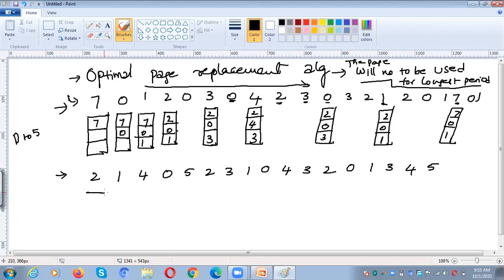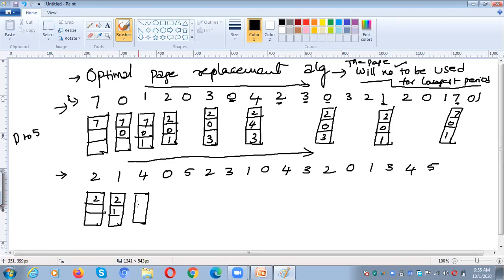So if it is the optimal page replacement algorithm, the victim page will be the page which will not be used for the longest period. That means you need to check the future reference. You need to have knowledge about the future reference, which pages we require in the future. Okay, 2 is not there in the main memory frame and a free frame is available. So for the first 3 page faults, we need not run the page replacement algorithm.